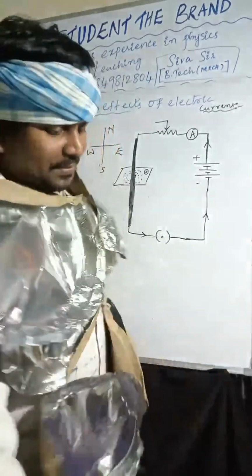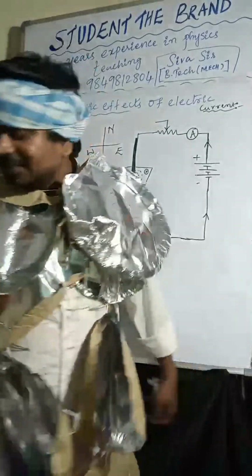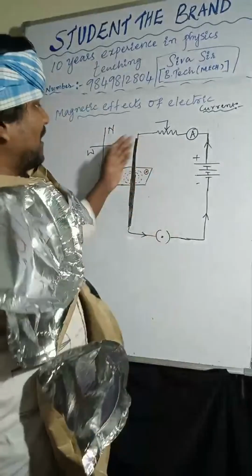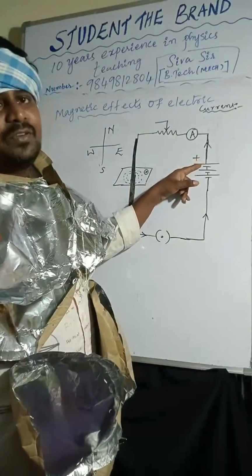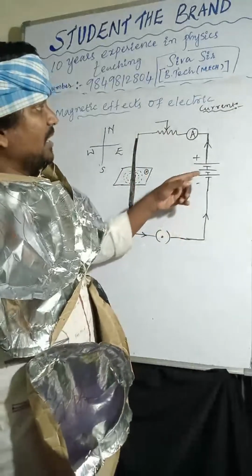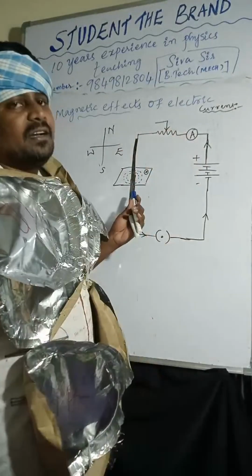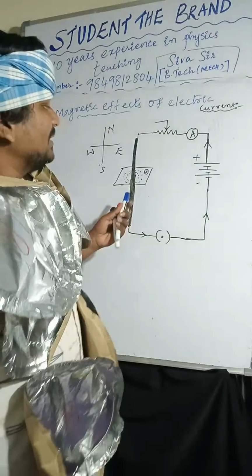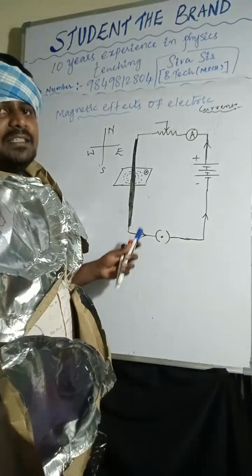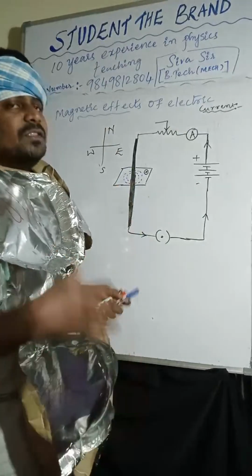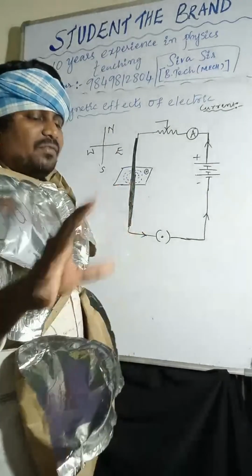So we'll go to the topic, right? If the current is passing through the conductor, the current will pass from the positive terminal to the negative terminal. Here I am taking the conductor as a thick copper wire. If the current is passing through it, a magnetic field will be created around it.